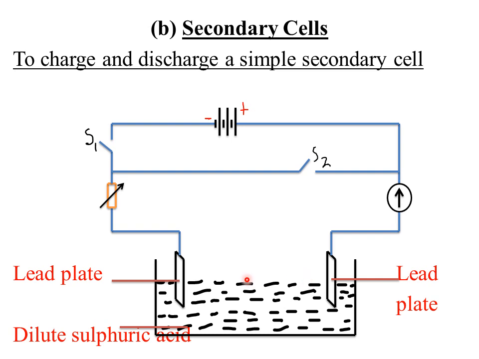Now let's explain these observations. During charging, that is when S1 is closed while S2 is open, sulfuric acid is electrolyzed. To electrolyze sulfuric acid means it dissociates or breaks down to provide hydrogen gas and also oxygen. So during charging, the dilute sulfuric acid is electrolyzed, giving off oxygen at the anode and hydrogen at the cathode. Now the question is, why does hydrogen form at the cathode whereas oxygen forms at the anode?